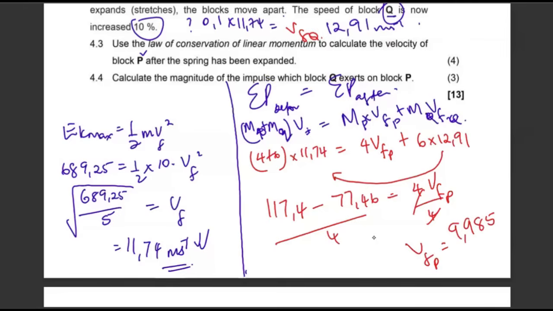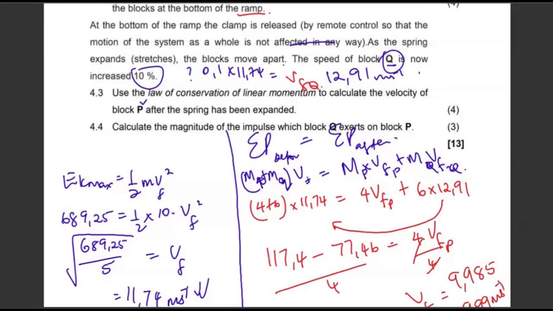I'm tempted to round it off to 10, or someone can say it's 9,99 meters per second. Okay, so that is what we would have obtained as our answer. Then 4.4, they want us to calculate the magnitude of the impulse which block Q exerts on block P. Now remember, when we're talking about impulse, we're basically discussing the change in momentum.